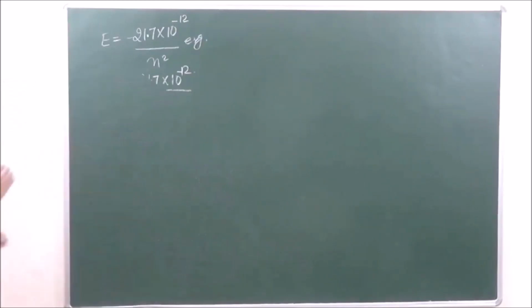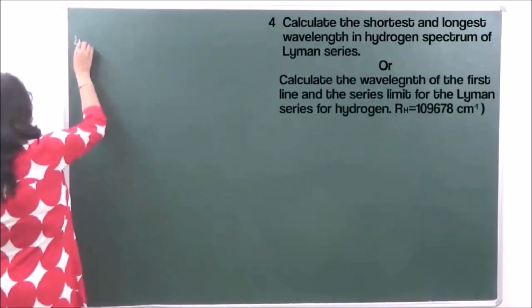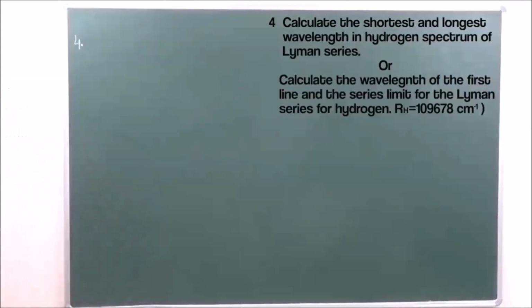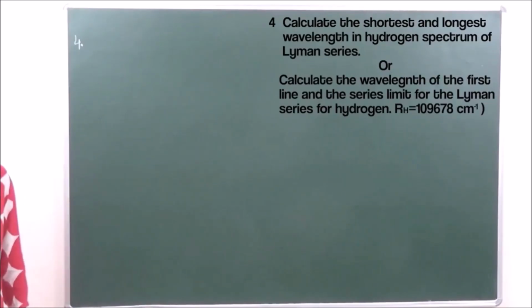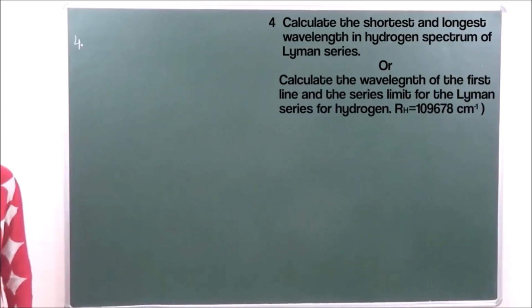Question number 4. The fourth question is, calculate the shortest and the longest wavelengths in hydrogen spectrum of Lyman series. And it has been put in another form: or calculate the wavelength of the first line and the series limit for the Lyman series for hydrogen. Both the questions have the same meaning. So what are they asking? Calculate the shortest and the longest wavelengths in hydrogen of Lyman series.